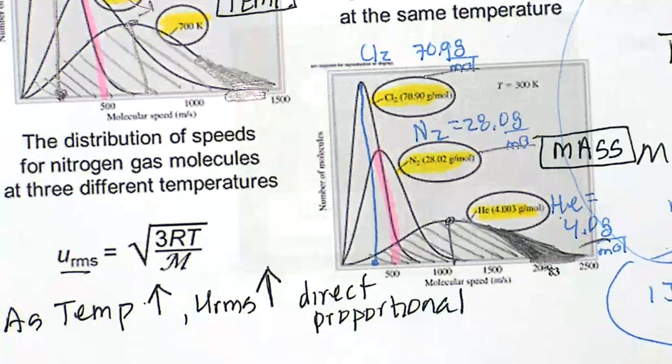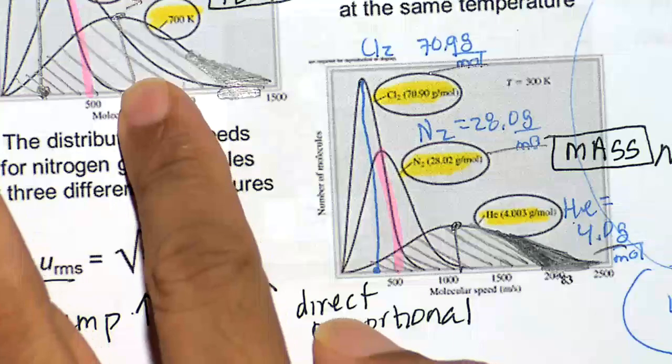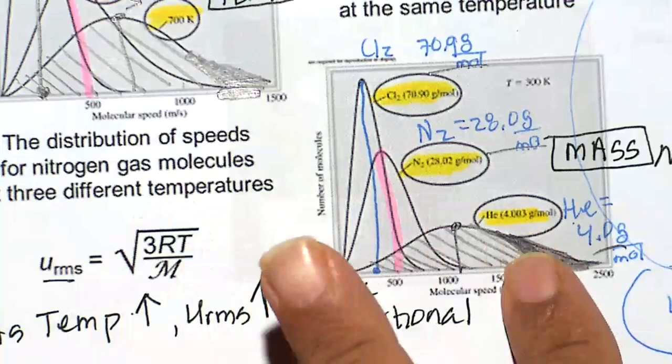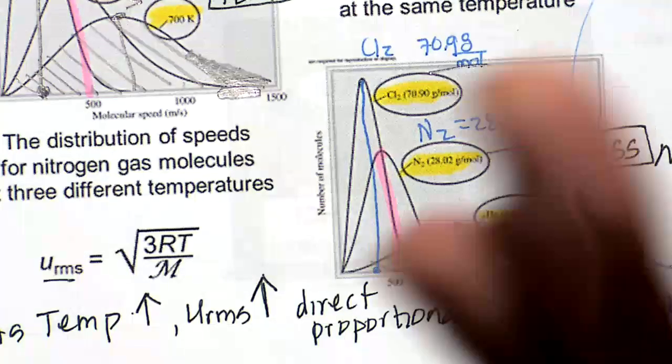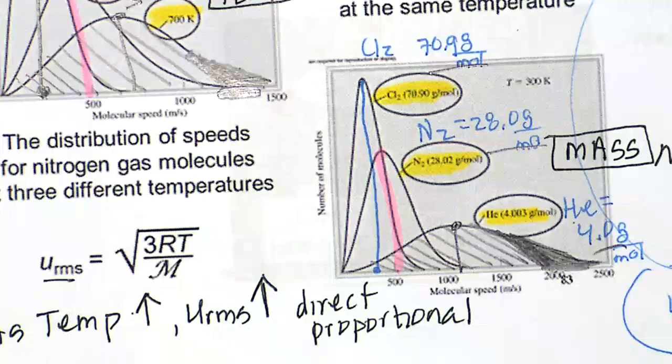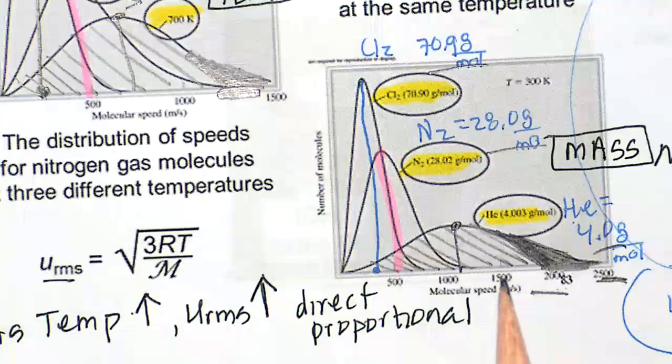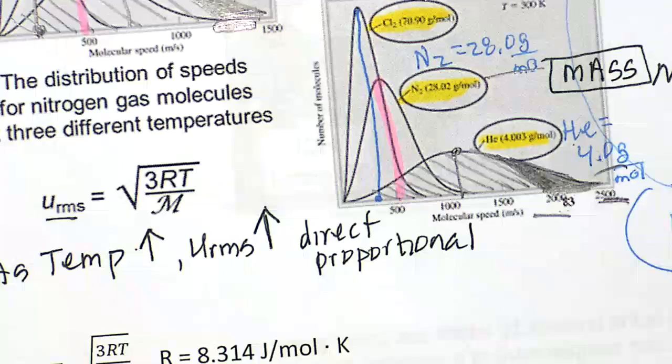It's a whole distribution. What happens if we increase the mass of the gas, going from helium, a very light gas, to nitrogen, a kind of heavy gas, to chlorine, a heavy gas? What happens to the speeds? The height decreases, but what about this? The lightest gas, helium, at 4 grams per mole, can experience speeds of 2,000 to 2,500 meters per second. The lighter the gas, the faster. So what is the relationship between molecular weight and root mean square speed of the gas?